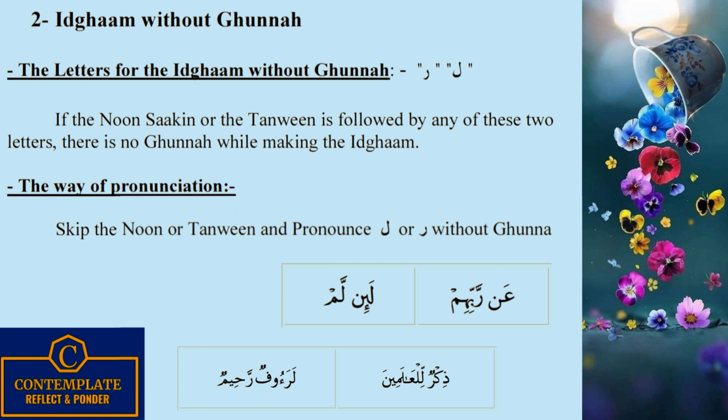Both of these were examples of noon sakin. Now let's talk about examples of tanween. For example, ذكر للعالمين. Here, after tanween, the letter lam is present, which is from the type idgham without gunna. So here we will never pronounce it with a nasal sound. Another example, la ra'ufur rahim.